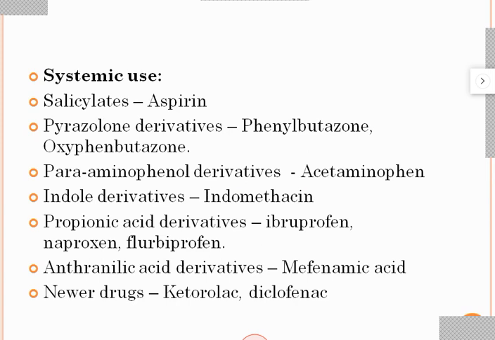Systemically, we can use the salicylates like aspirin, pyrazolone derivatives like phenylbutazone. Nowadays, we are not using oxyphenbutazone. These are all banned. Para-aminophenol derivatives, acetaminophen. Indole derivatives like indomethacin. Propionic acid derivatives like ibuprofen, naproxen, flurbiprofen. Anthranilic acid derivatives are mefenamic acid. Newer drugs are ketorolac and diclofenac.